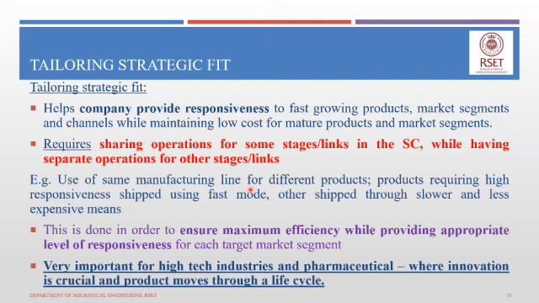So products requiring high responsiveness are shipped using a fast mode, say for example air, air movement through flight cargo. And shipments which require a lower level of responsiveness are shipped through slower modes like rail or ship, which are less expensive but at the same time much slower. So this sharing of operations in some stages is done to ensure maximum efficiency while providing the appropriate level of responsiveness for each of the target market segments.